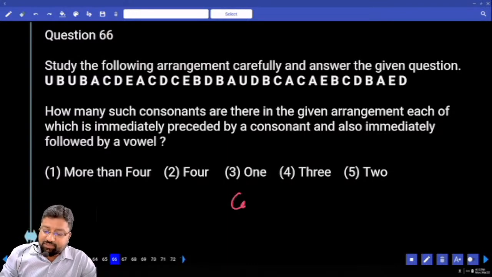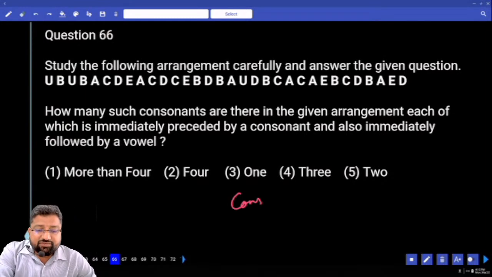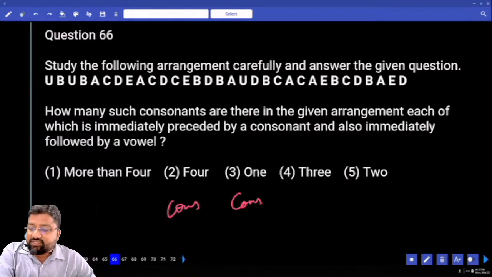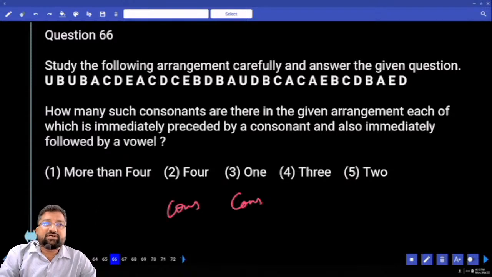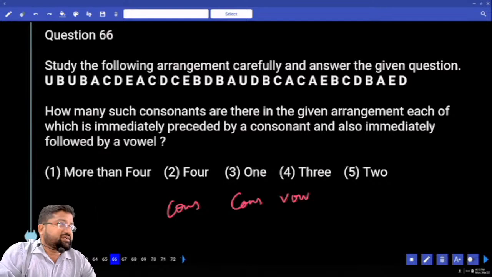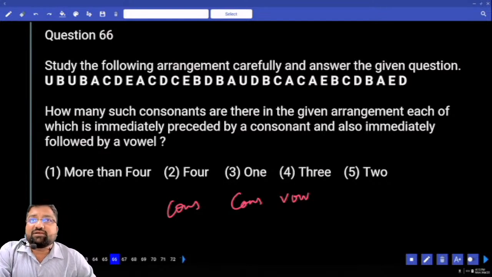He is talking about consonants, each of which is immediately preceded. What do you mean by preceded? Before. Before there should be a consonant, and also immediately followed by a vowel. So this is what the arrangement should look like: consonant, consonant, vowel. And if you look at the series, only letters are present in the series.